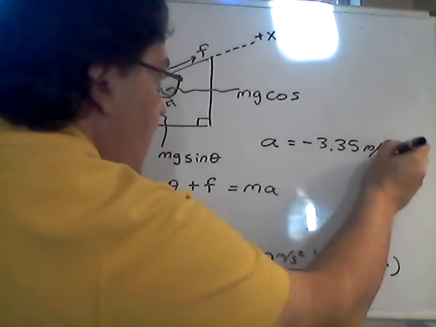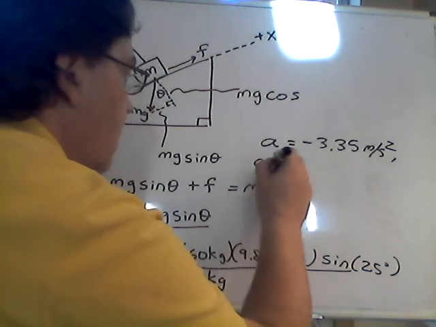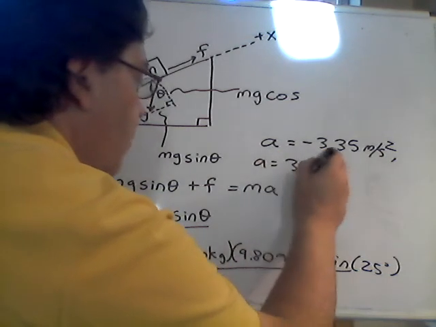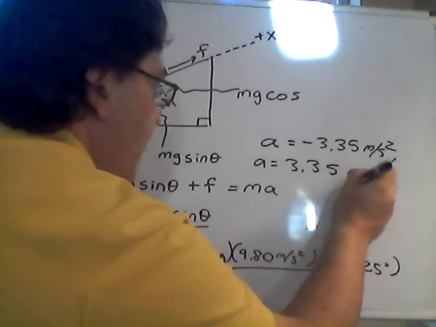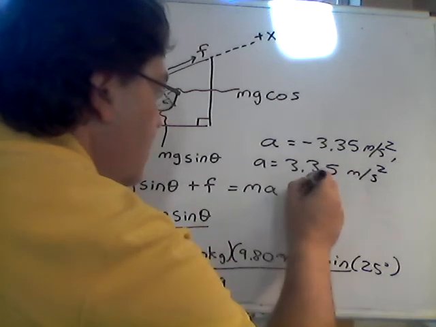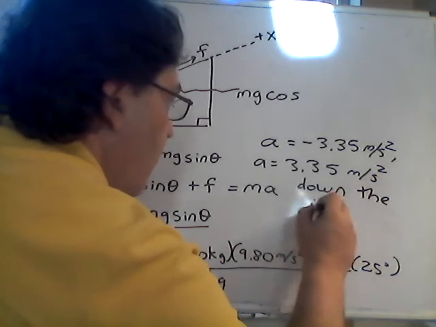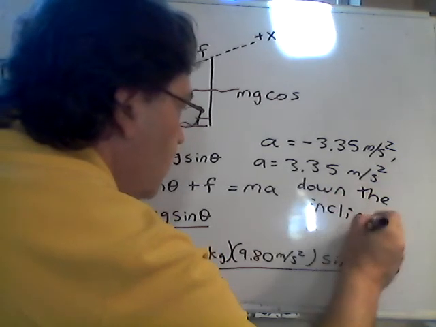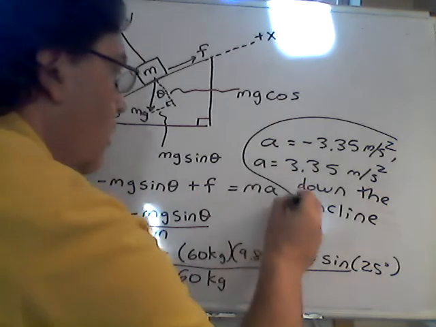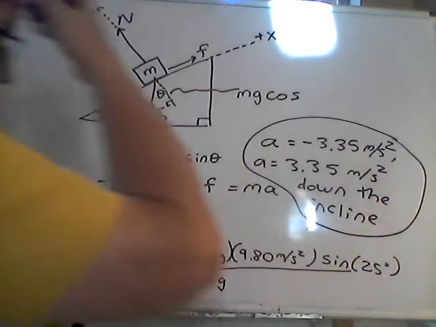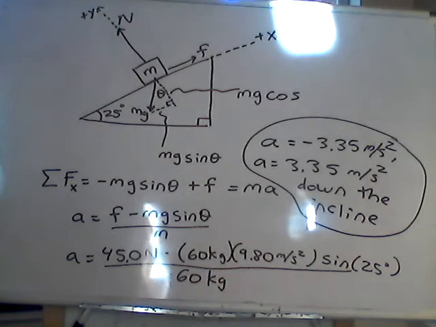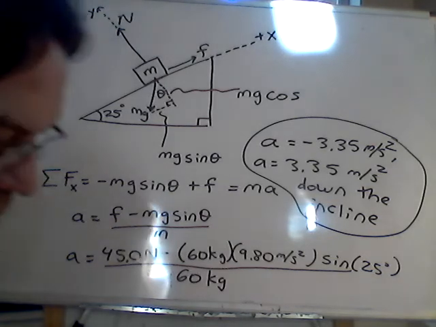Now what's that negative sign mean? It means 3.35 meters per second squared down the incline. That's what that means. So if I put friction in the problem, you're going to see that your acceleration is going to go down. Okay.